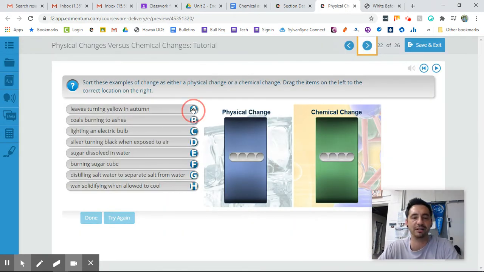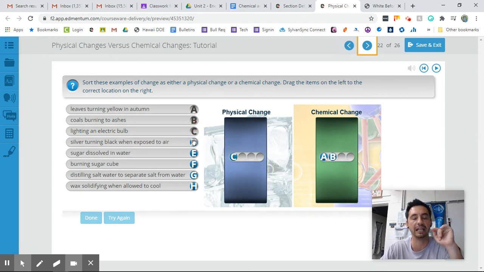Leaves turn yellow in autumn. It's changing color, so we're going to go with chemical change. Coals burning to ash. Burning is a chemical change. Lighting an electric bulb. This one's tricky because it is giving off heat and light, but you're putting energy into it. When you put energy into something and it's changing temperature or giving off light, that doesn't necessarily mean it's a chemical change. If you don't put energy into it and it gives off heat or light, then it is a chemical change. But this one we're putting energy in, so it is a physical change.